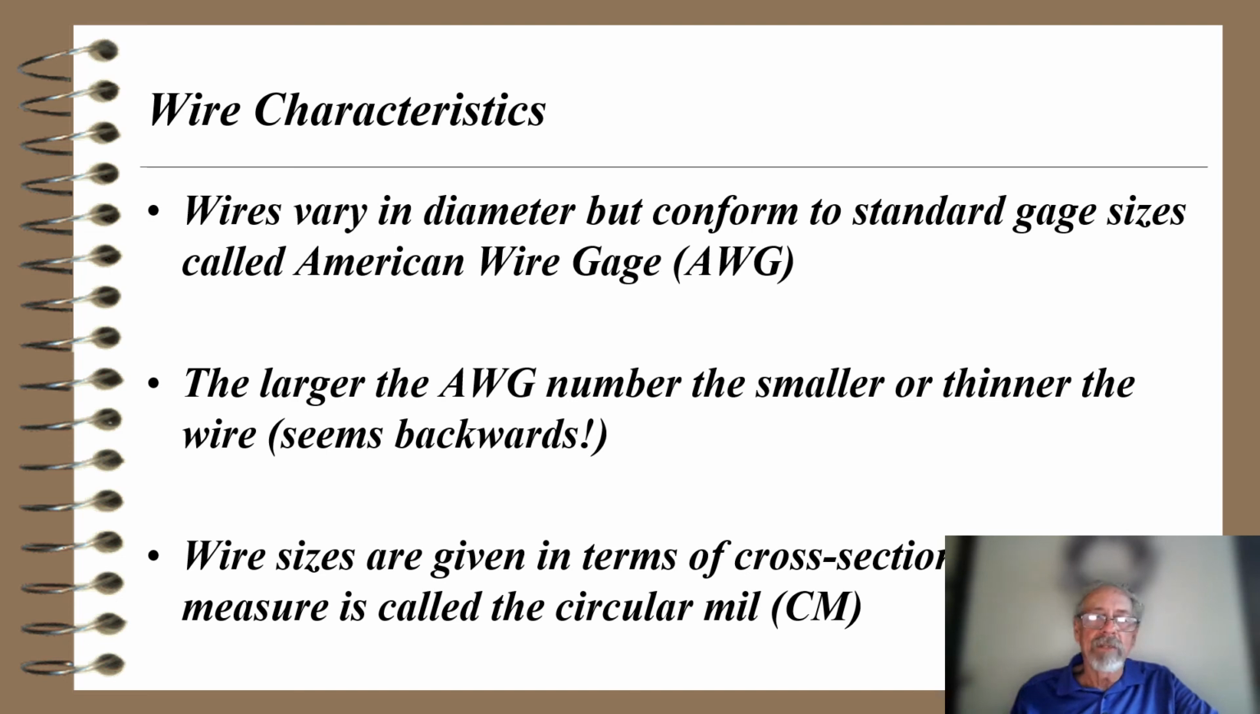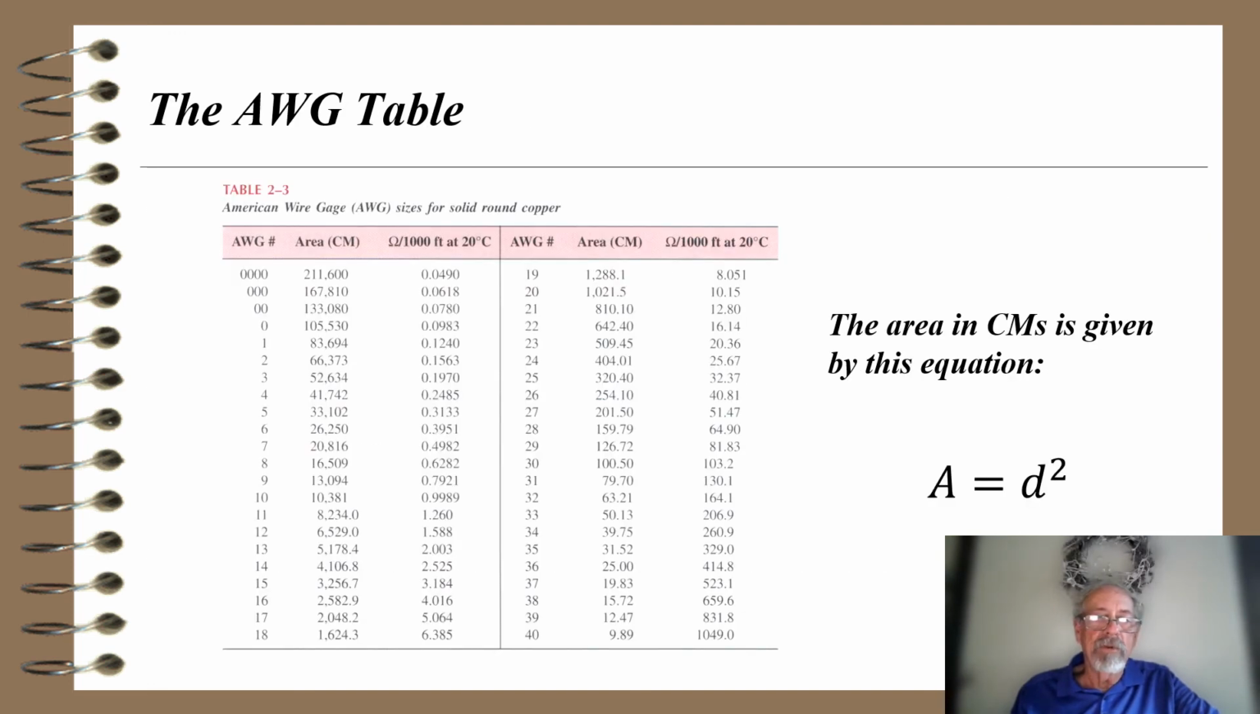So, wire characteristics. Wires vary in diameter but conform to standard gauge sizes called the American wire gauge, or AWG. The larger the AWG number, the smaller, thinner the wire. That seems backwards to me, but wire sizes are given in terms of cross-sectional area. This measure is called the circular mil, or CM. So here's an AWG table. The area in circular mils is given by this equation. The area is equal to diameter squared.